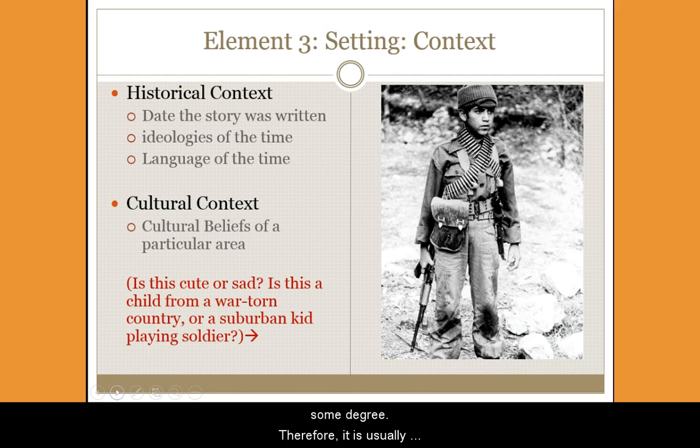Therefore, it is usually important to understand the social and cultural context of the story. Typically, it is helpful to have a decent grasp of when things happen in a story, such as slavery ending, women's rights movements, etc. Consider the image above. This is either heartbreaking or adorable depending on the context of the image. Considering this is a military photo, the image is tragic.